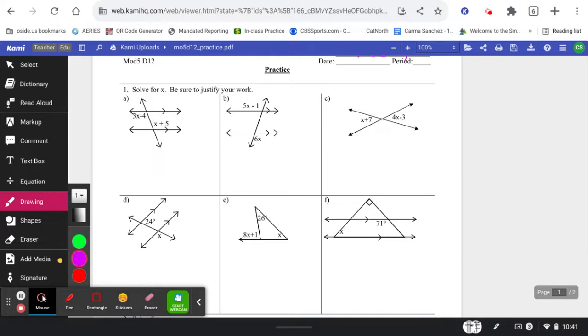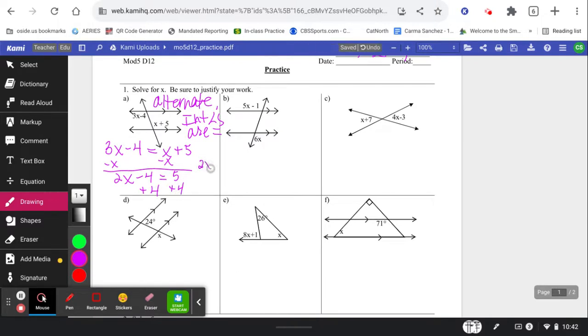You got it. That one is alternate interior angles are equal, or alternate interior angle theorem. So now we just get to set those two equal to each other. So setting them equal, we're going to move the x's together to the same side by subtracting. And then we want to add the 4 to the other side. So we're going to get 2x equals 9.